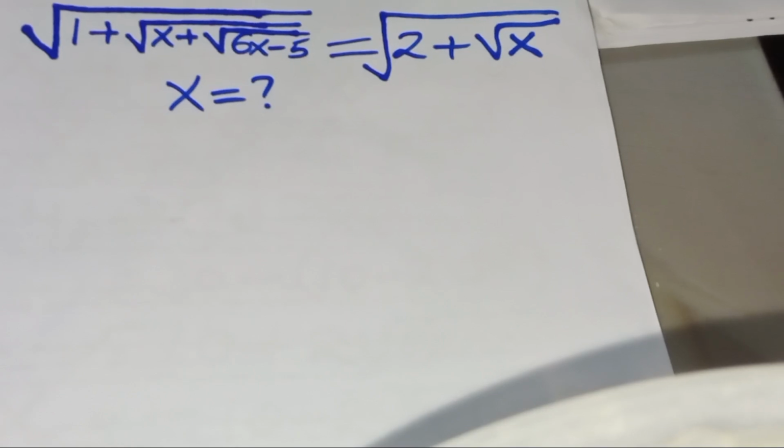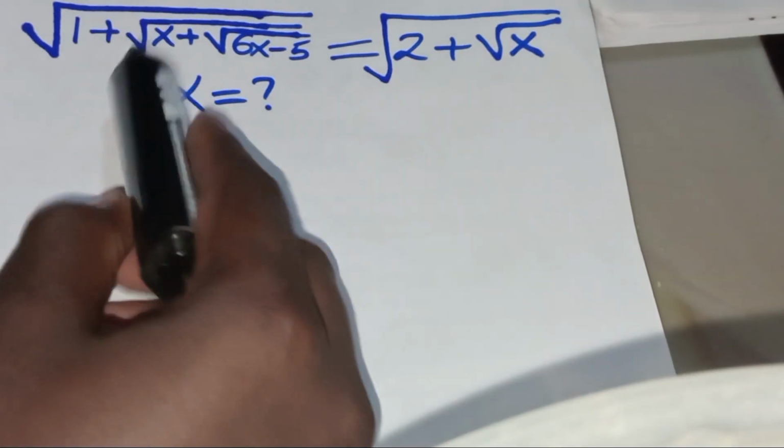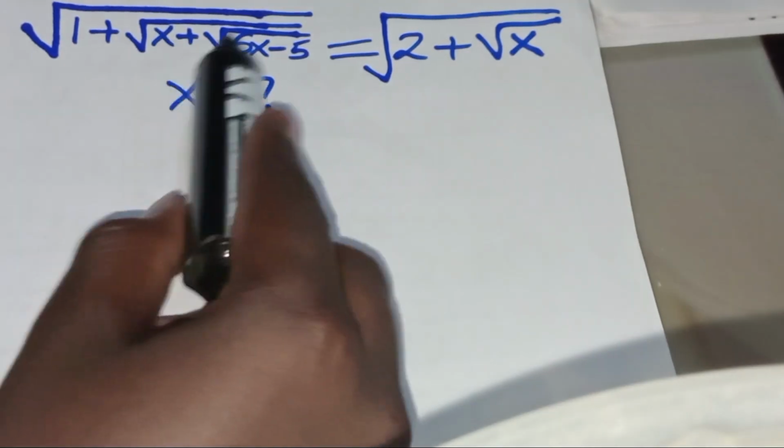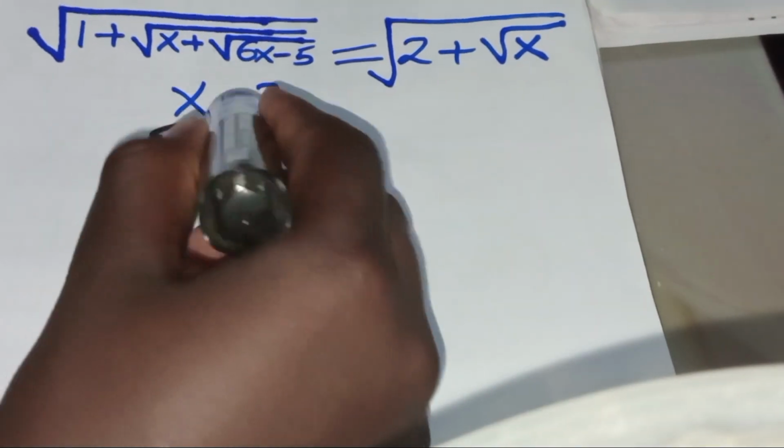Hello everyone, welcome to provide a solution. Given this square root problem, the square root of 1 plus the square root of x plus the square root of 6x minus 5 is equal to the square root of 2 plus the square root of x. Now, the solution.